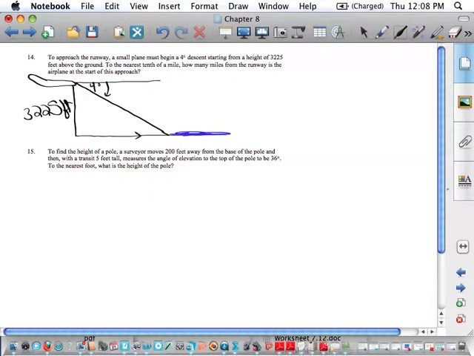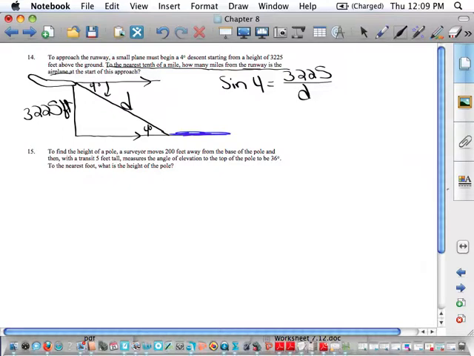Okay, so remember these two are parallel. If this is an angle of depression, then that is also 4 degrees because they are alternate interior angles. So I have the side opposite, it says to the nearest tenth of a mile, how many miles from the runway is the airplane. So that's this distance, which is the hypotenuse. So I have the opposite, I want the hypotenuse, that's going to be sine of 4 is equal to opposite 3,225 over the hypotenuse d.